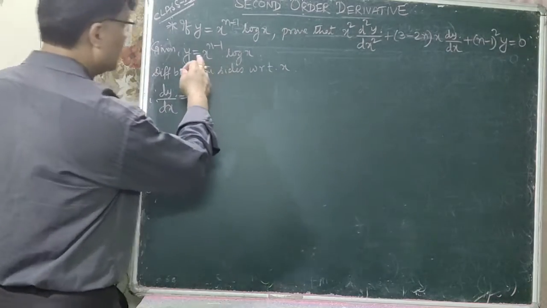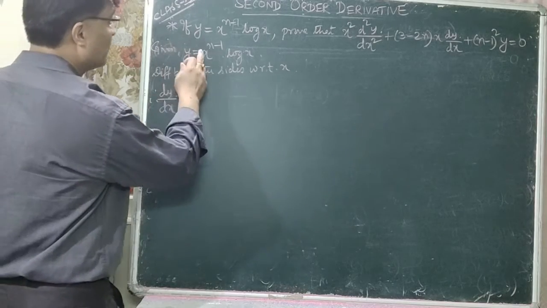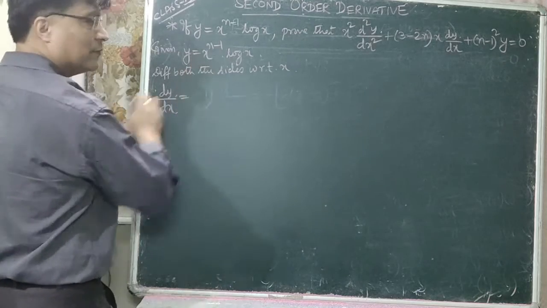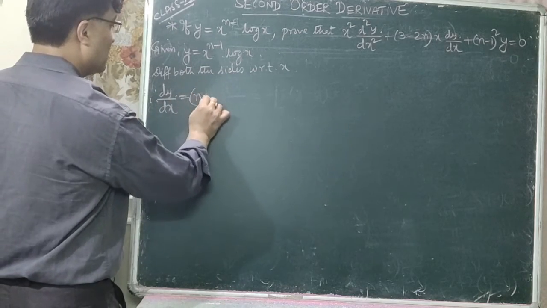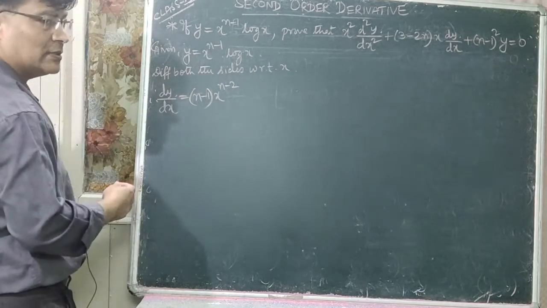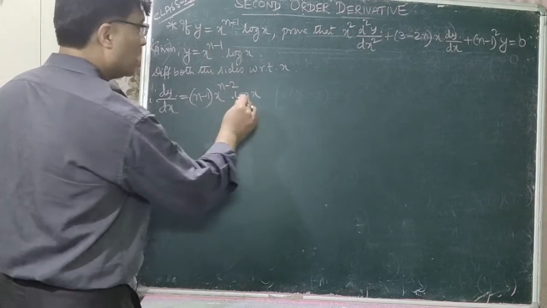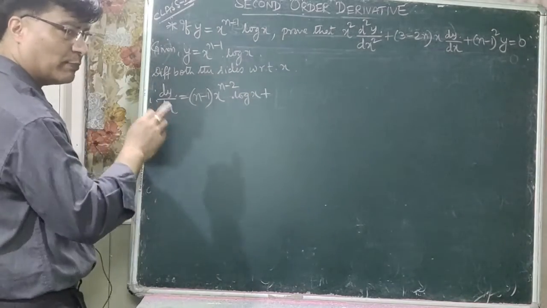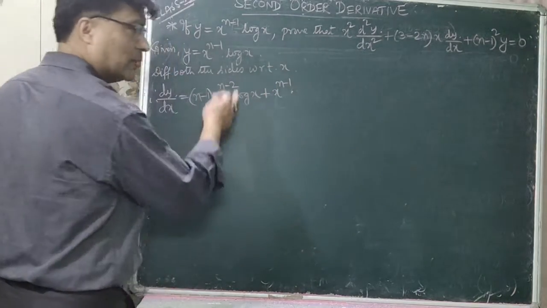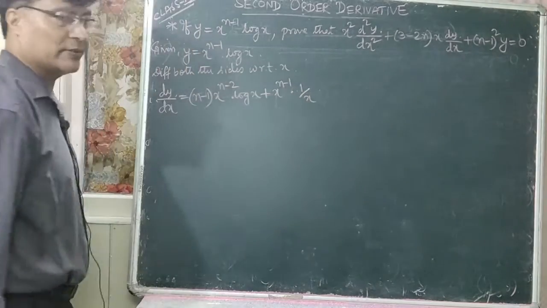Now you can use UV rule here in this case. You first differentiate x to the power n minus 1 keeping log x as it is. So take the differentiation of x to the power n minus 1: n minus 1 becomes the coefficient, x to the power decrease the power by 1, that is n minus 2. Then log x is kept as it is. Then plus what do we write? x to the power n minus 1 into, it is kept as it is. Take the differentiation of log x, it is 1 upon x.